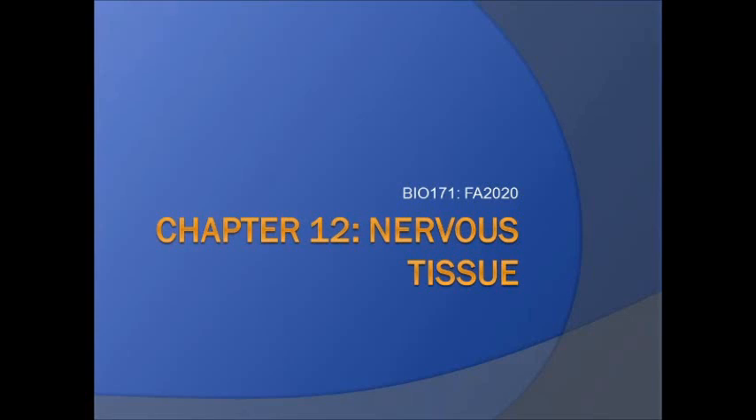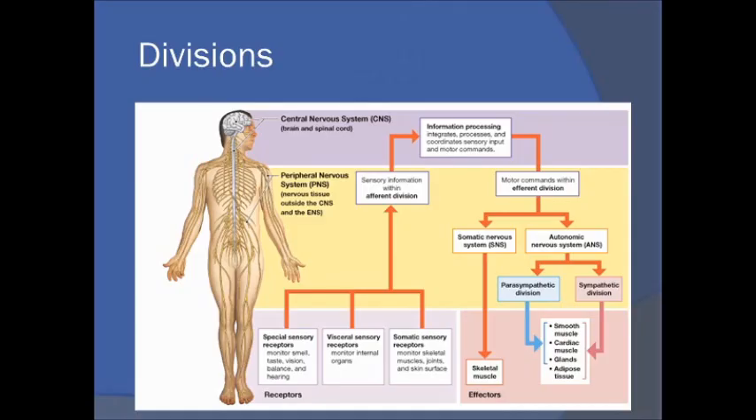This week we're going to talk about the nervous tissue, and this is just an introduction to the nervous system in general, which we'll be talking about for the next couple of weeks. So we can divide the nervous system into two major components, the central nervous system and the peripheral nervous system. The central nervous system is composed of the brain and the spinal cord, and the peripheral nervous system is composed of everything else, all of your spinal nerves.